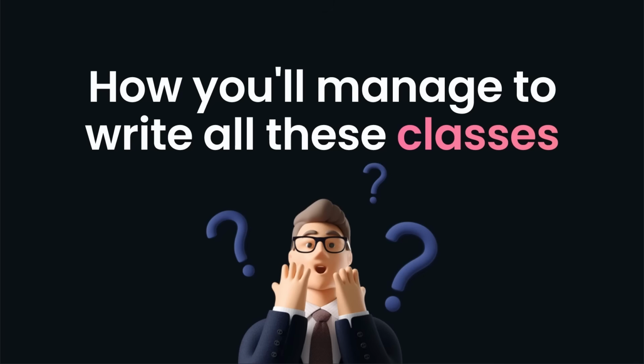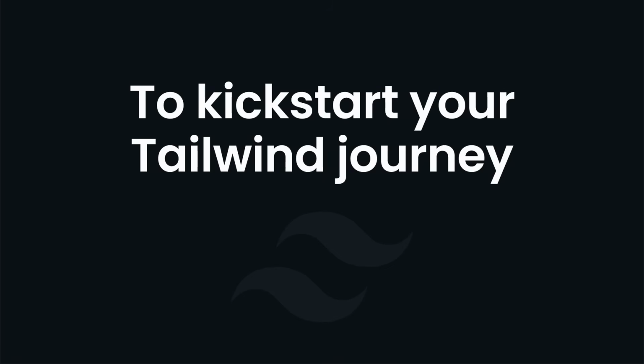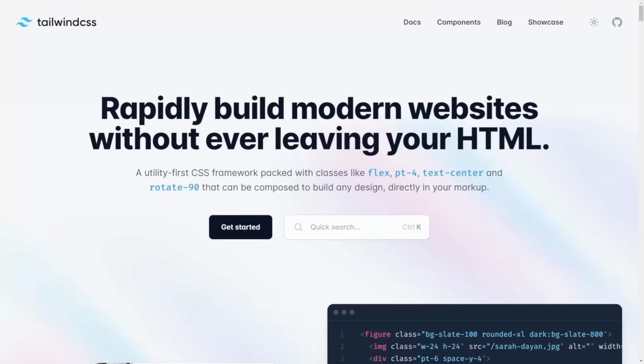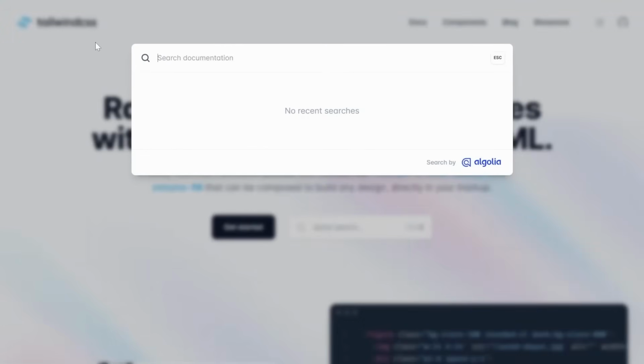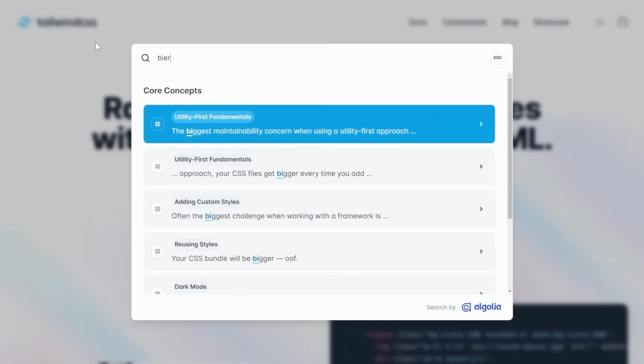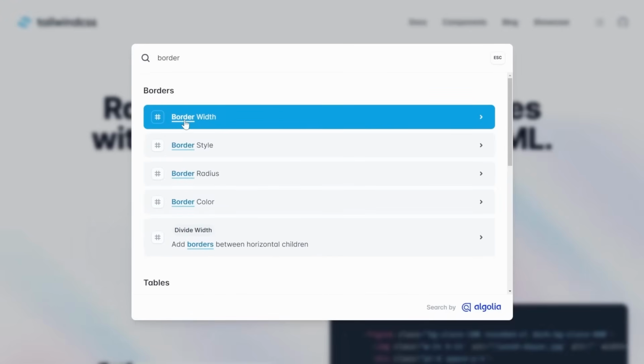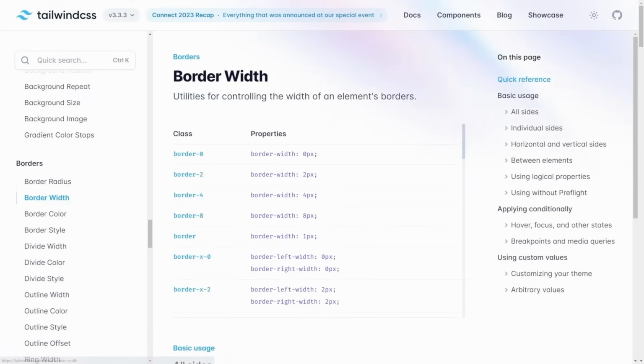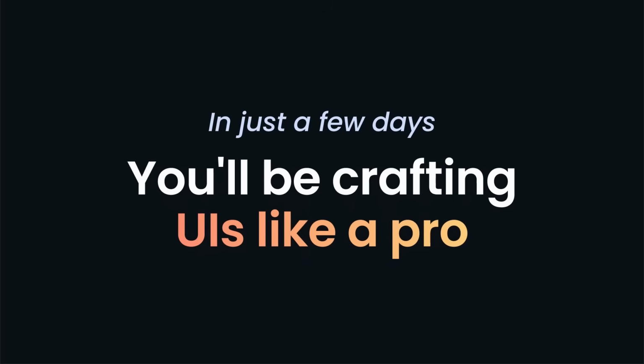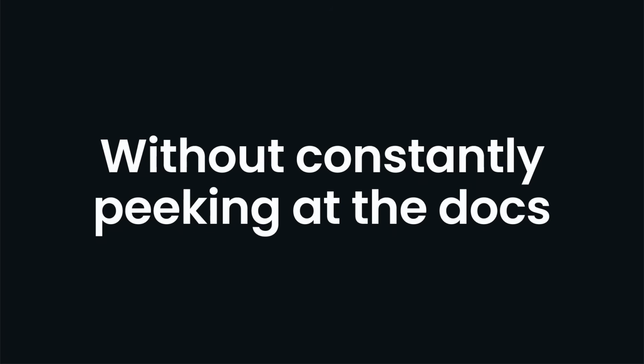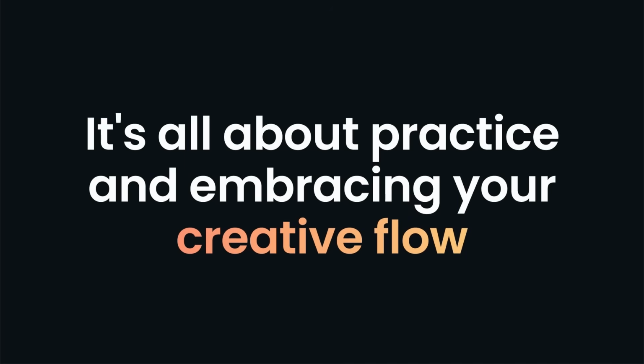But fear not. One tip to kickstart your Tailwind journey, besides using our Tailwind guide, is to always keep the docs nearby and use the Control or Command plus the letter K key combo. Whenever you need to find a CSS property, such as border radius or color, just type those magical keys and type it in. And immediately you can see all of the properties. Tailwind is incredibly intuitive, and in just a few days, you'll be crafting UIs like a pro without constantly peeking at the docs. It's all about practice and embracing your creative flow.